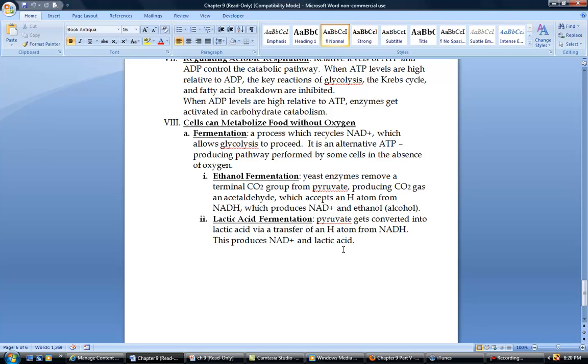So that's the difference with fermentation versus regular aerobic respiration. And that's it for chapter 9.